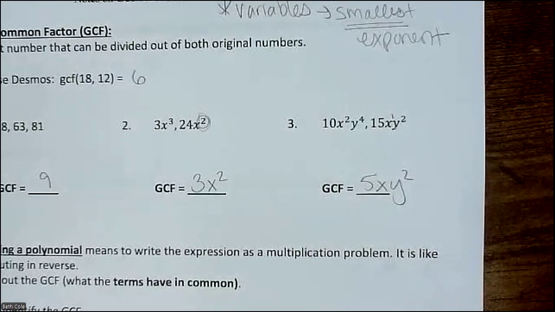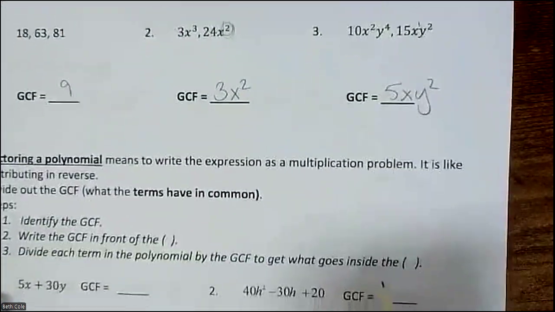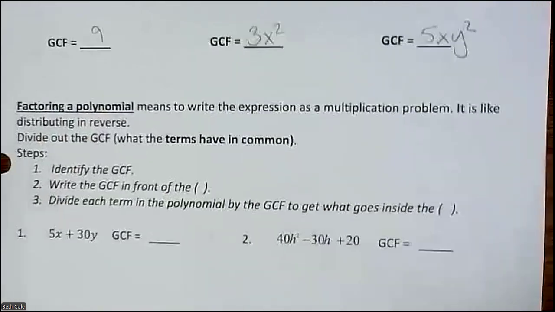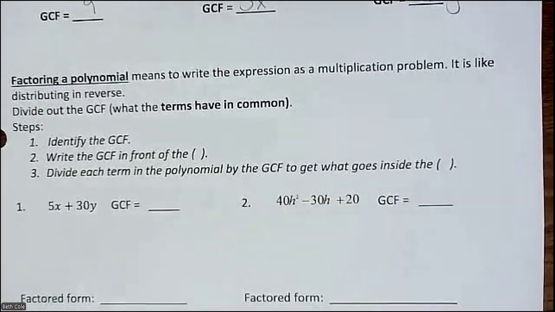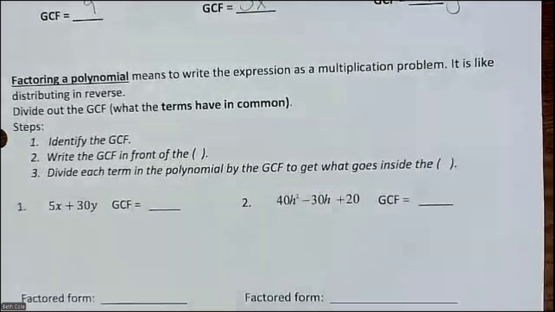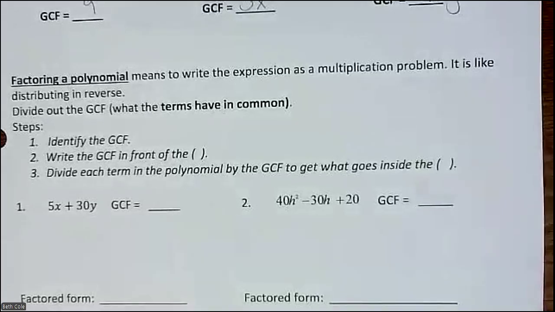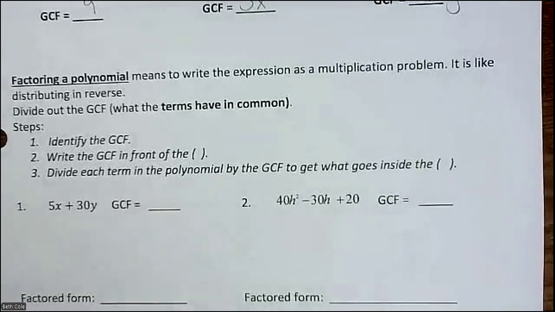Thank you. Now we're going to actually factor. There we were just deciding what the greatest common factor is. Now we're going to actually factor it out. Going distributing, you take something and distribute it through the parentheses. This is just that, but backwards. You're going to undistribute. So instead of multiplying, you're going to divide.